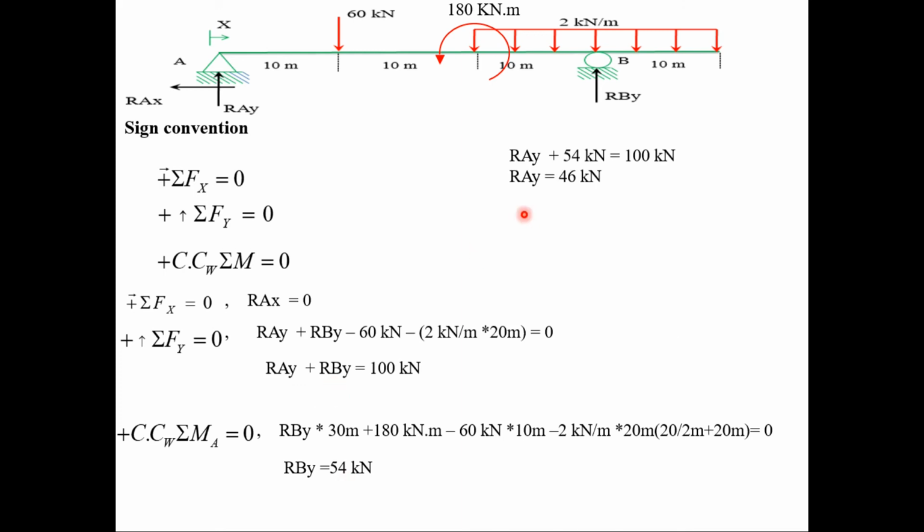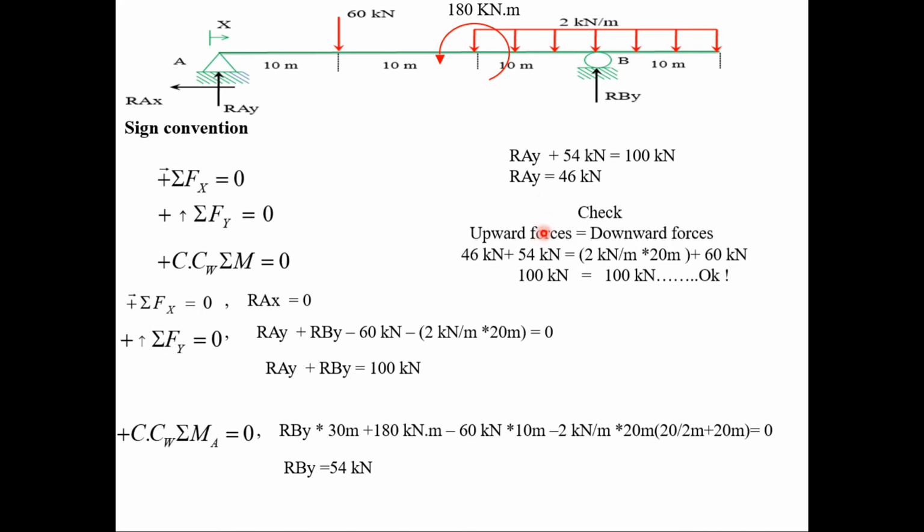So let's check. Upward force must be counterbalanced by downward force. Upward reactions are 46 kilonewton plus 54 kilonewton, which gives us 100 kilonewton. And the downward forces are the uniformly distributed load 2 kilonewton per meter acting on 20 meter, and the 60 kilonewton, which gives us 100 kilonewton. So it's okay. We can proceed on to plotting the shear force and bending moment diagram.